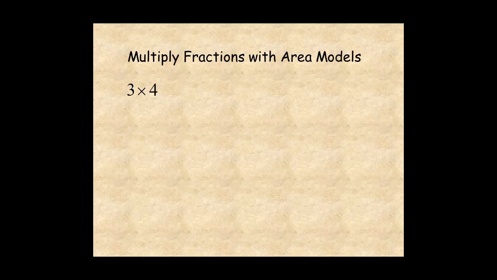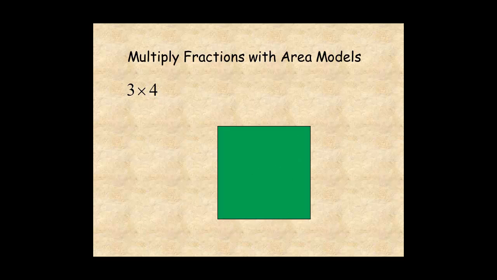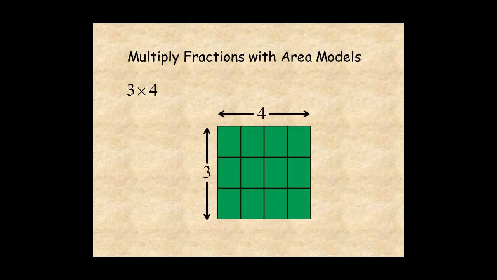For example, to model 3 times 4, you drew a rectangle and divided it into 3 equal rows and 4 equal columns. This divided the rectangle into 12 equal parts, each part representing an area of 1 square unit. So a rectangle 3 units wide and 4 units long has an area of 12 square units, which represents the product 3 times 4 equals 12.